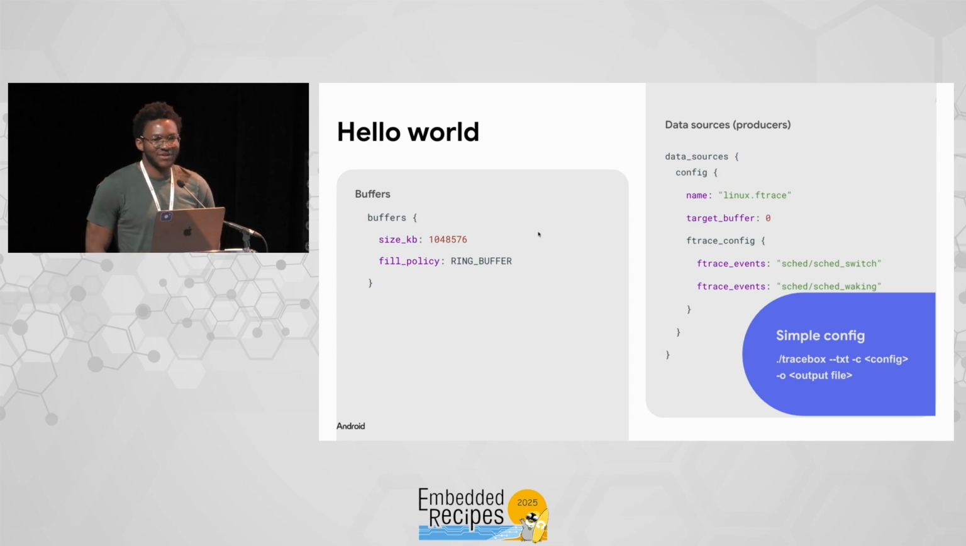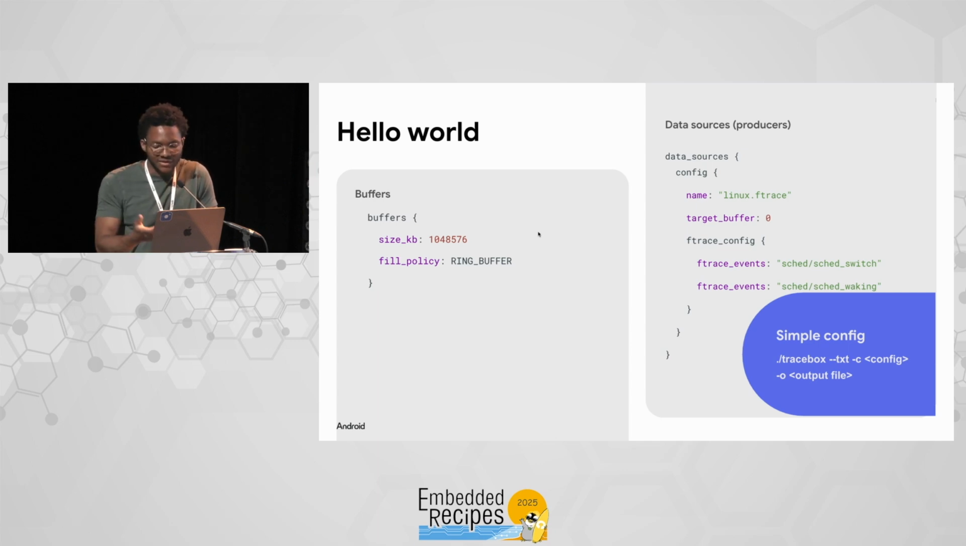For the most part, the Linux ftrace data source is the data source you would care about. You specify the buffer, which will be in the same file; I just separated it for the slides. So you specify the buffer. By default, it picks the first buffer, so if you don't specify any target buffer, it's just going to pick the first buffer. It's 0 indexed. And then you specify the ftrace config.